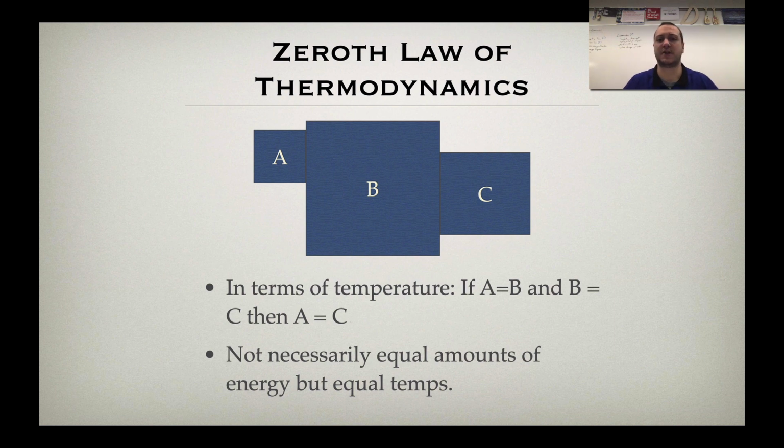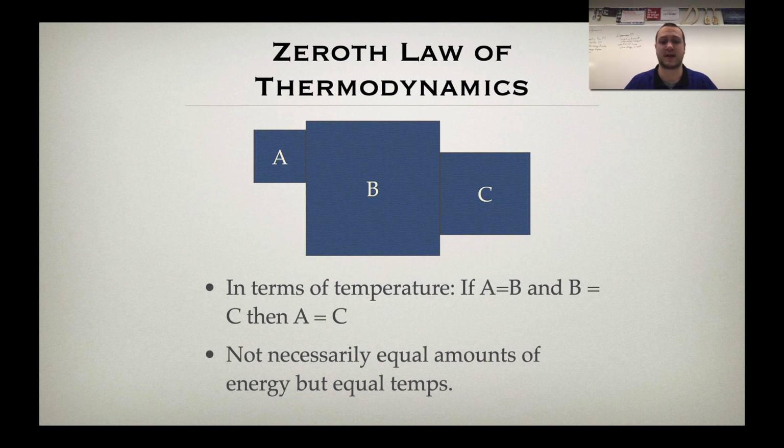Which kind of brings us to our zeroth law of thermodynamics here. And this is the foundation of thermodynamics here. So we have three objects here. We have object A, B, and C. Clearly they are different sizes, and because of that, we're going to assume that they have different masses. So if A is the same temperature as B, and B is the same temperature as C, then by definition, A has to have the same temperature as C, right? Notice how they're all connected there.